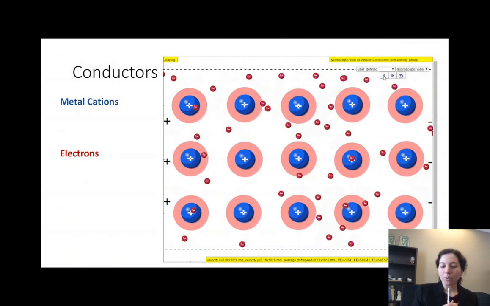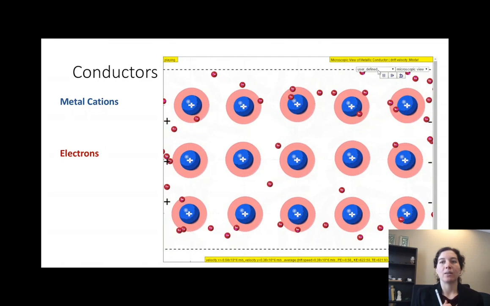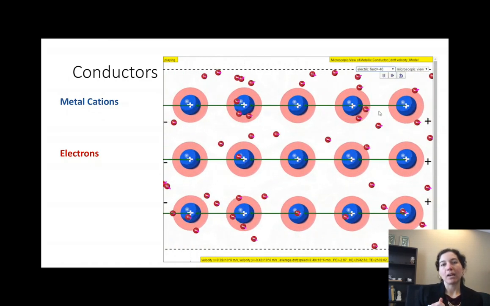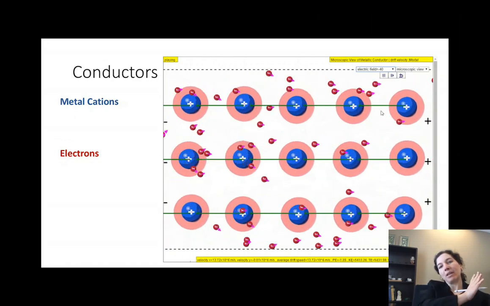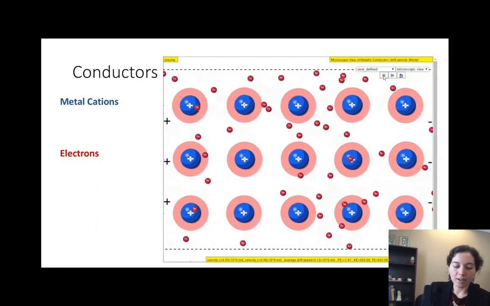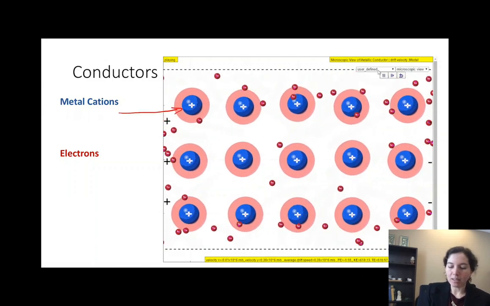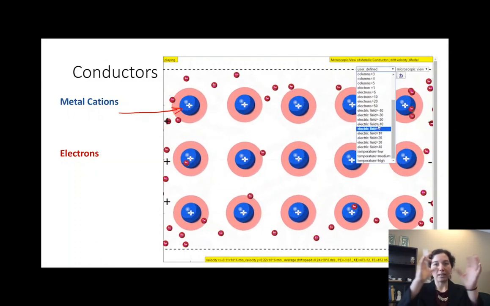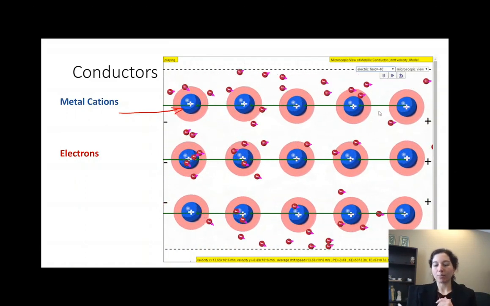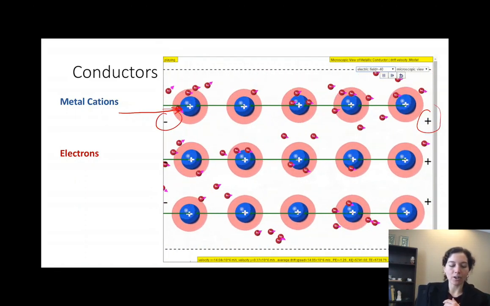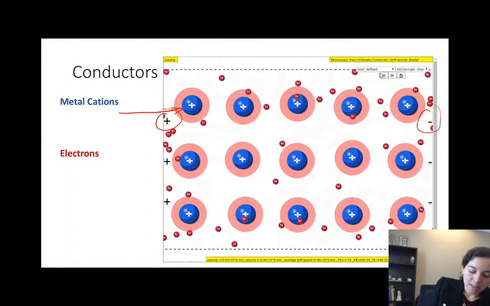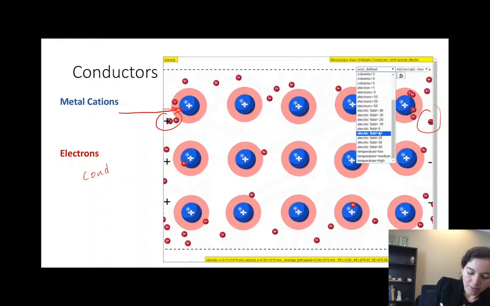Okay, so here's kind of what's going on in the metal when it's conducting electricity. So this electric field that's applied is when the electrons start moving throughout the substance. These here are your metal cations, these blue things. This is without the electric field. You can see the electrons are just kind of going every which way. And then when the electric field gets applied, we have this positive and negative charge. The electrons start flowing through them. So this is why they conduct electricity very well.